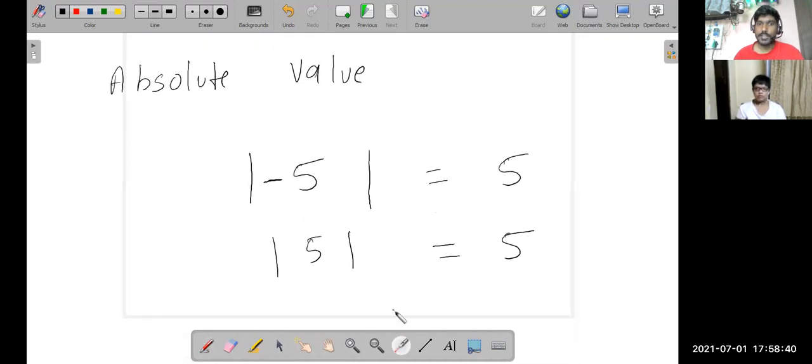So these two lines denote absolute value, and inside the lines there will be a number. If there is a positive number, it will remain positive itself. But if it's a negative number, it changes to positive. That is the meaning of absolute value denoted by this line. Clear? Yes, sir.